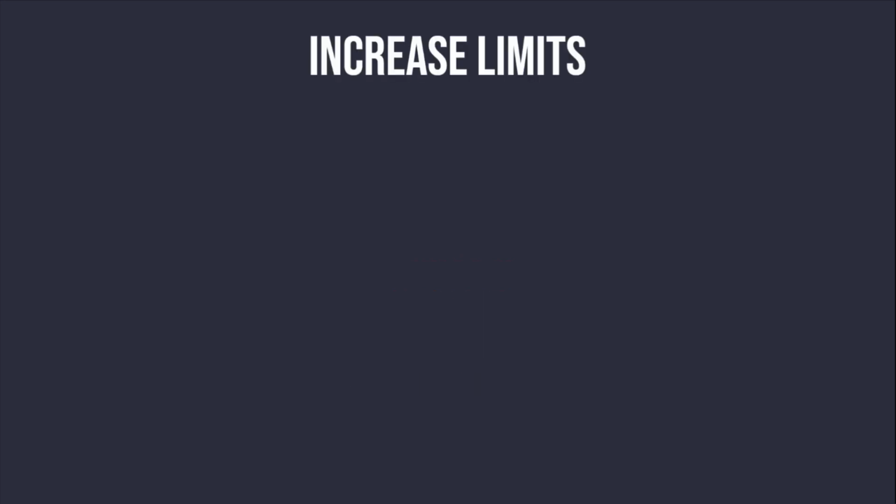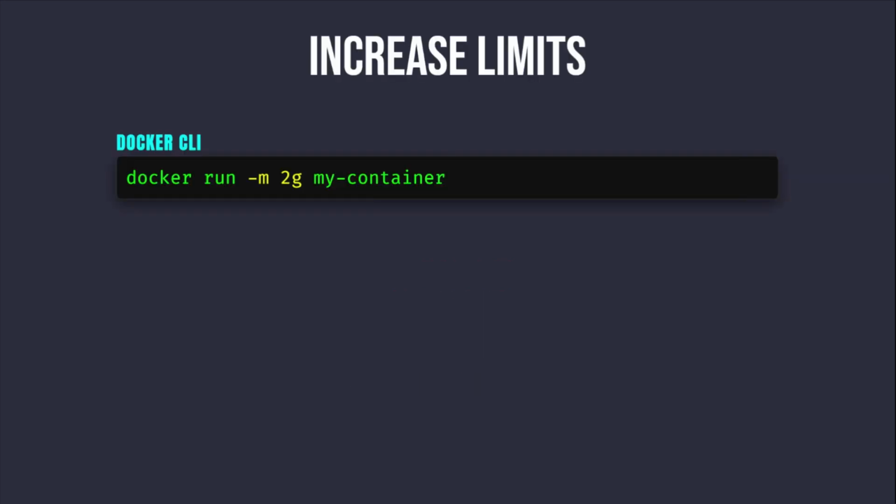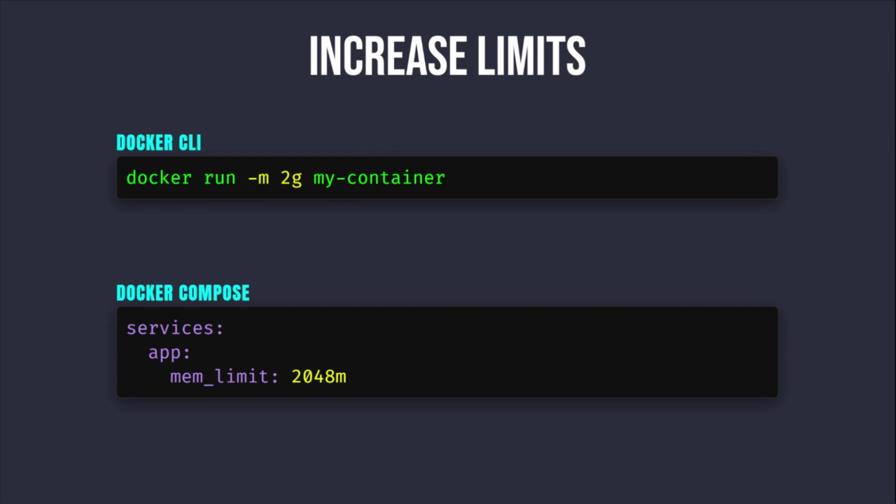If the container is consistently hitting its limit, the immediate fix is increasing the allocated memory. When running Docker directly, use the -m flag, for example, docker run -m 2g. If using Docker Compose, define the mem_limit parameter under the service configuration, specifying values like 2048M or 2G.